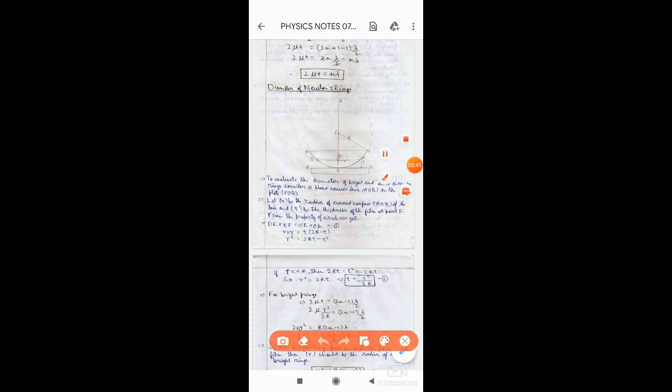To evaluate the diameter of bright and dark circular rings, consider a plano-convex lens AOB on the glass plate POQ, as shown in the figure. Let R be the radius of the curved surface AOB of the lens and t be the thickness of the film at point F, as shown in the figure.